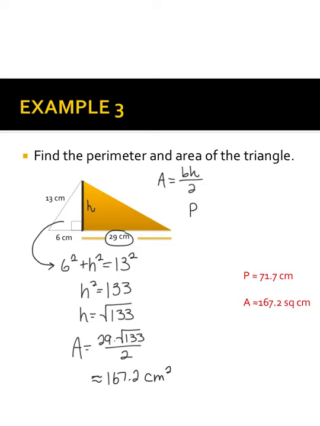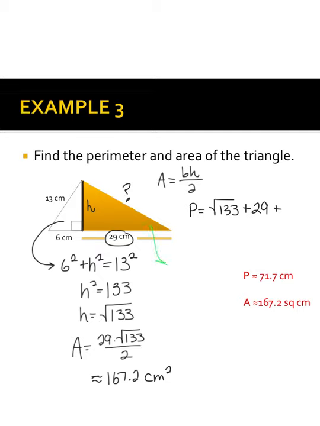The perimeter of any shape is adding up all the sides. So here it would be the height, square root of 133, plus the base 29, plus, now I need to find this missing side. I need to find the hypotenuse of this triangle in order to find the perimeter. So let's go ahead and do that. How would I do that again?